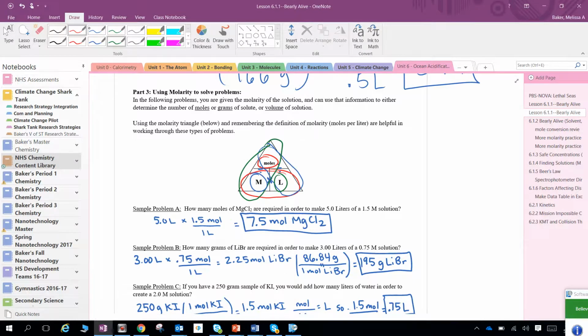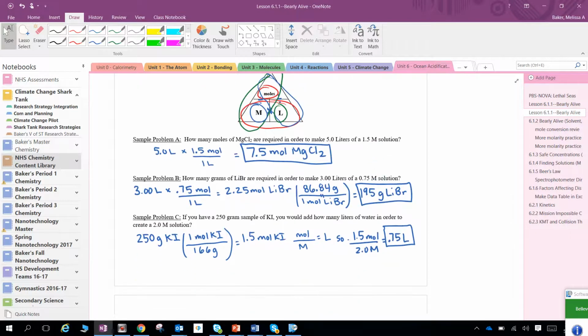So let's take a look at some example problems here. How many moles of MgCl2 would you need if you want to make 5 liters of a 1.5 molar solution? You can also see how units cancel out. So you want to make 5 liters, and you want it to have 1.5 moles for every 1 liter. So how many moles do you need if you want to make that 5 liters? So we're going to need to multiply those to get our answer.